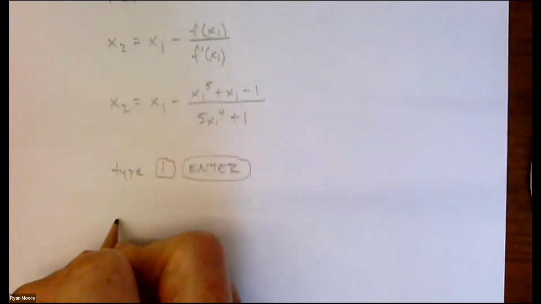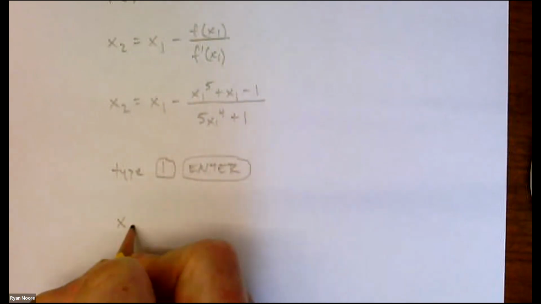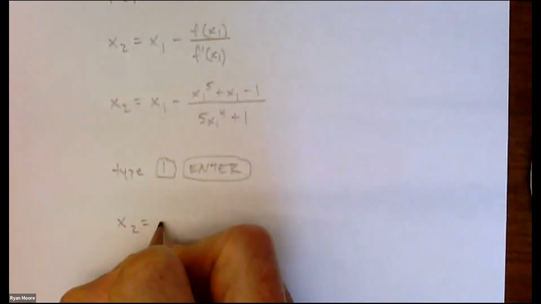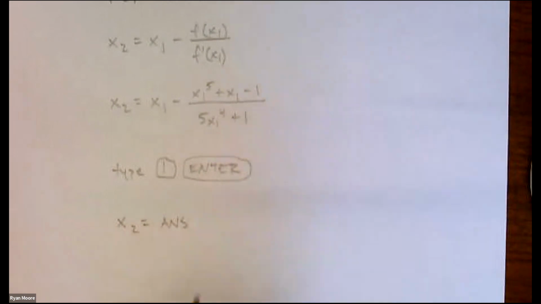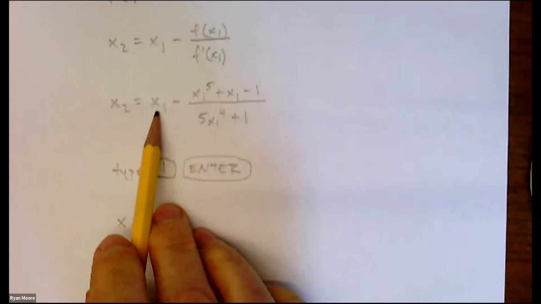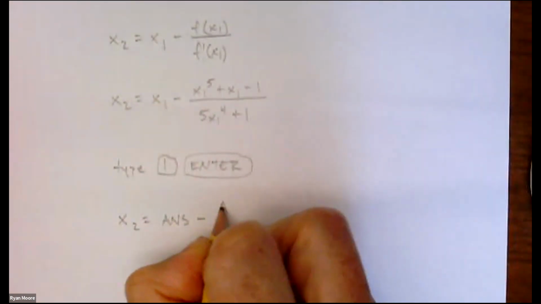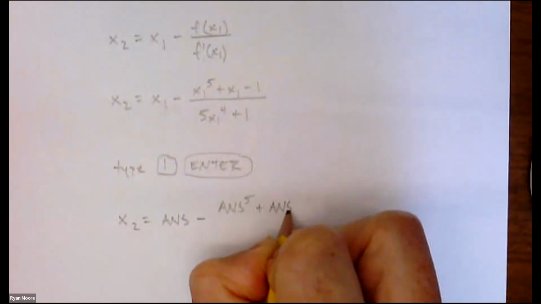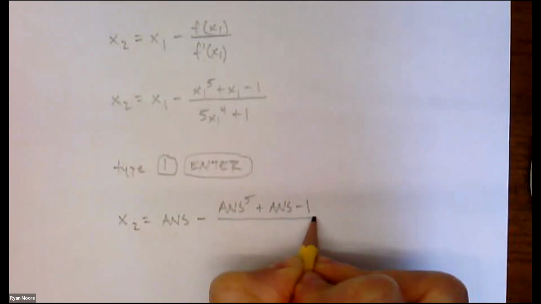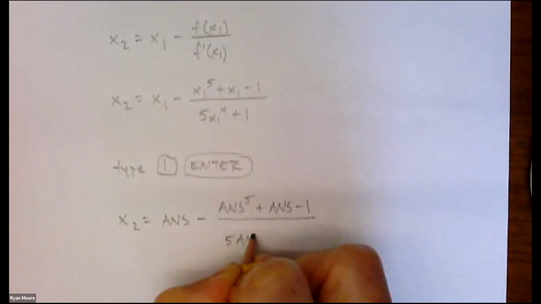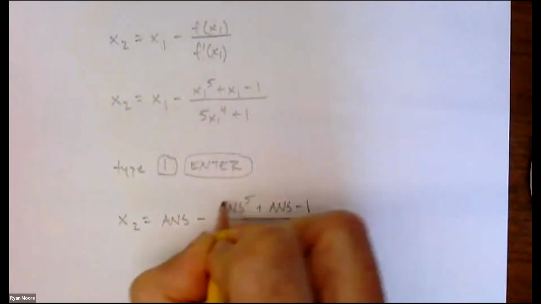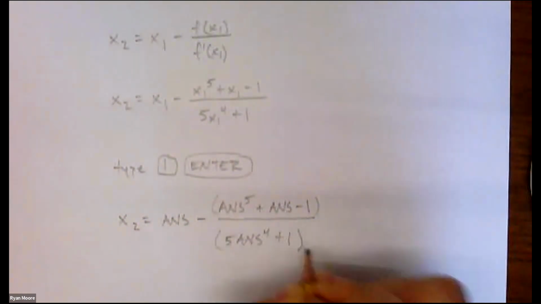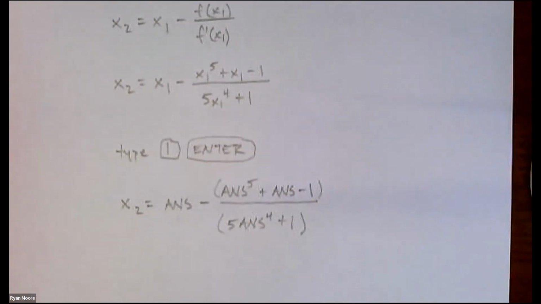Then to find x2, I'm going to use the answer feature of my calculator wherever I see x1. So I'm going to say answer minus answer to the fifth plus answer minus 1 over 5 answer to the fourth plus 1. And in my calculator, I'll need parentheses around that numerator and denominator.